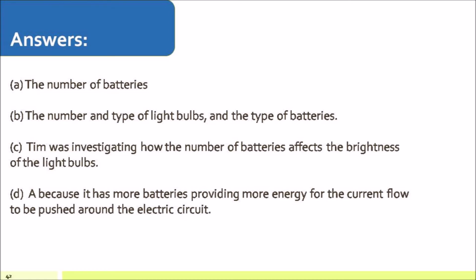Number A, the number of batteries. Number B, the number and type of light bulbs and the type of batteries. Number C, Tim was investigating how the number of batteries affects the brightness of the light bulbs. And finally, number D, electric circuit A, because it has more batteries providing more energy for the current flow to be pushed around the electric circuit and lighting up the light bulbs stronger. Check your answers, and I really hope you got them all correct.